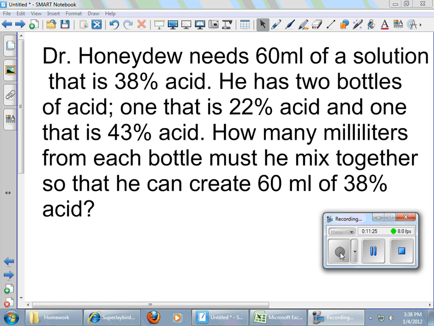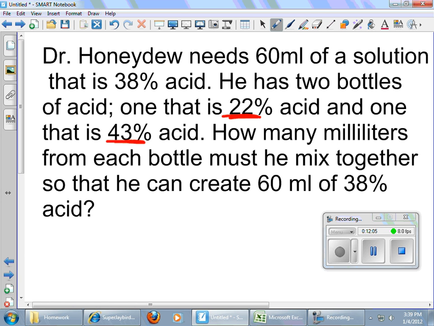Dr. Honeydew needs 60 milliliters of a solution that is 38% acid. He has 2 bottles of acid, one that is 22% acid and one that is 43% acid. How many milliliters from each bottle must he mix together so that he can create a 60 milliliter solution of 38% acid? So what's going on here? He's got 2 bottles. He's going to take a little bit from the 22%, and a little bit from the 43%, and he's going to average them together to get 38.